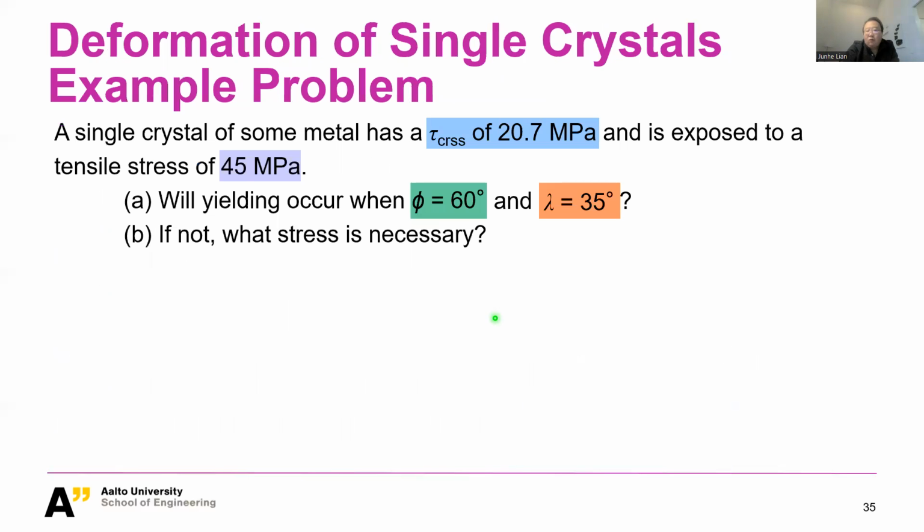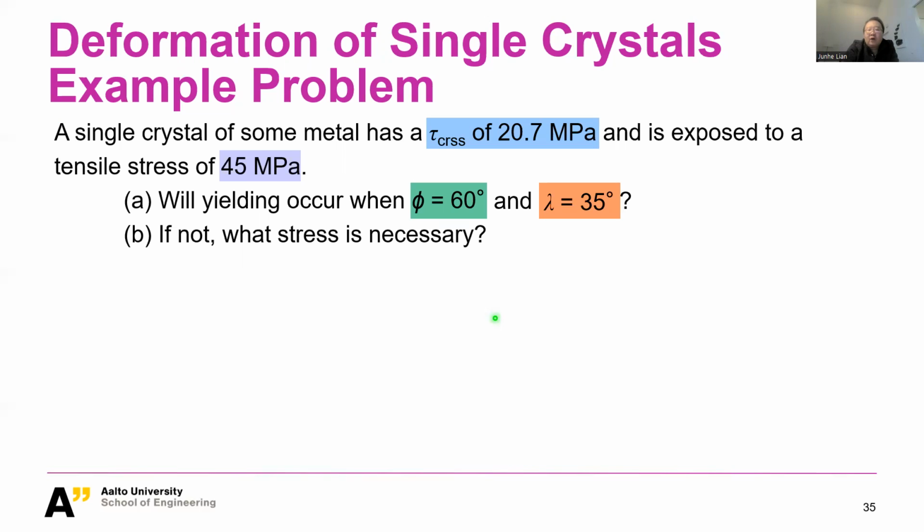In the following, I'm giving you one example to explain this. This example is very typical for you to master Schmidt's law. A single crystal of a specific metal has a critical resolved shear stress of 20-some megapascal. As I said, this is material intrinsic. It is decided by the motion of dislocations and by the atomic bonding. This single crystal is subjected to a tensile stress of 45 megapascal. So you are pulling it with a certain force, generating a tensile stress of 45 megapascal.